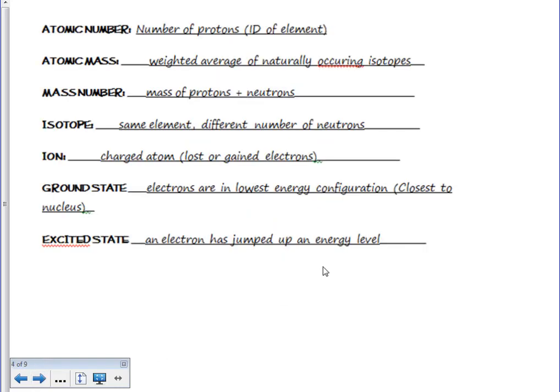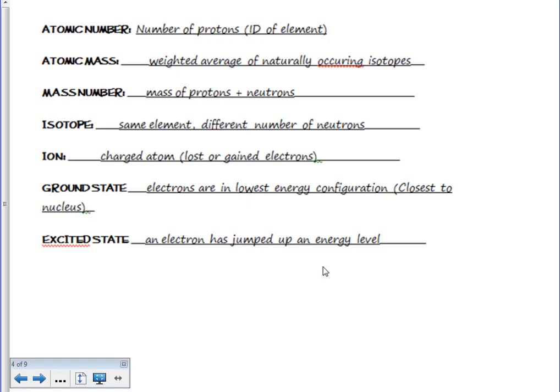So some of the vocab that we're dealing with from this unit is the atomic number, which we know is the number of protons. That's the actual identity of the element. We have atomic mass, which is the weighted average of all naturally occurring isotopes. We have our mass number, which is our protons plus our neutrons. We have our isotopes, which is defined as the same element but with a different number of neutrons, so same thing, different mass.